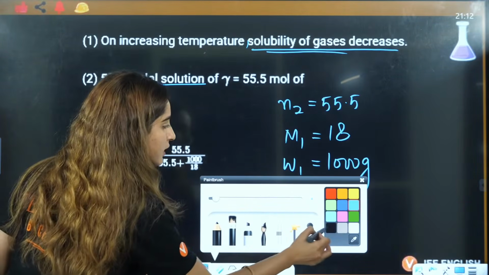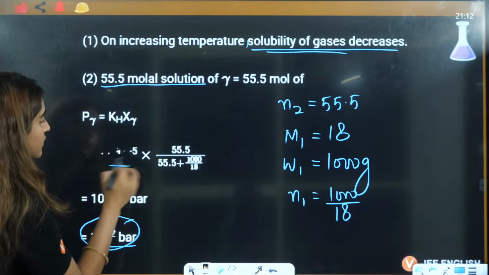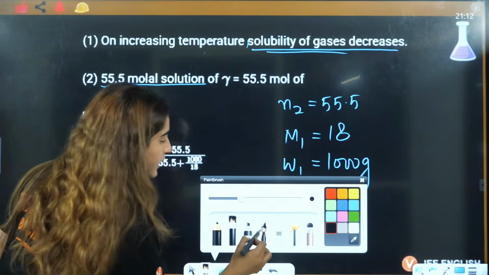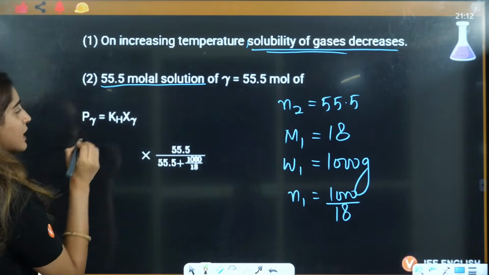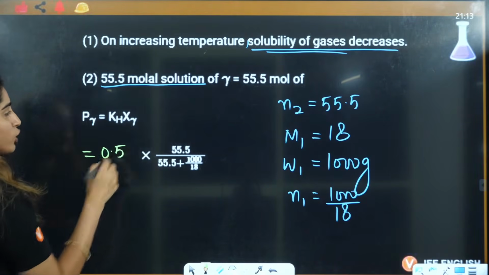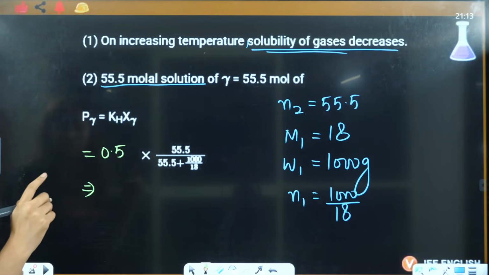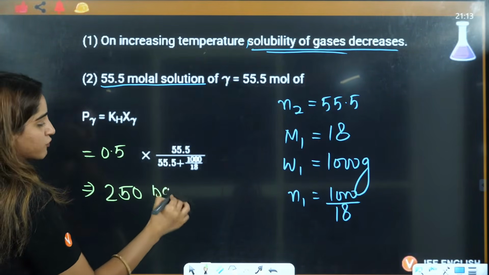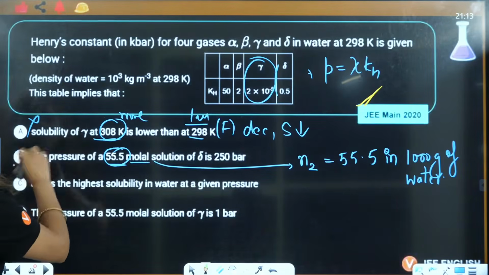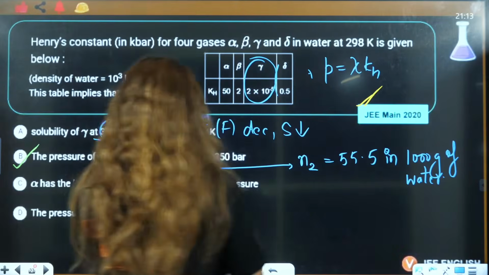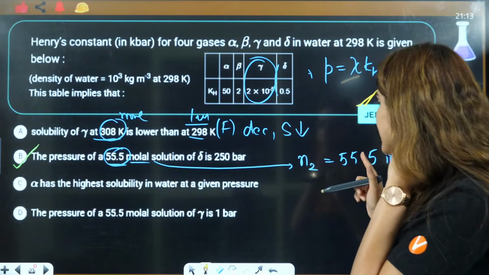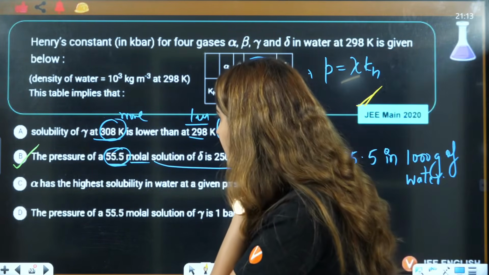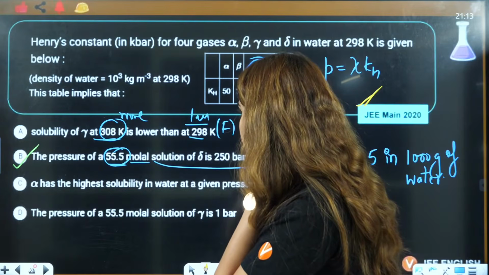Okay, so I'll correct it here. So it is going to be, students, KH is 0.5. You solve this and you have to get the value. If they say this statement is correct, then the value should be 250 bar after solving. Only then will this statement become correct. Okay, let's see why this statement is coming out correct. When you increase the temperature, solubility increases. Solubility of gamma at this temperature is lower than at this one.